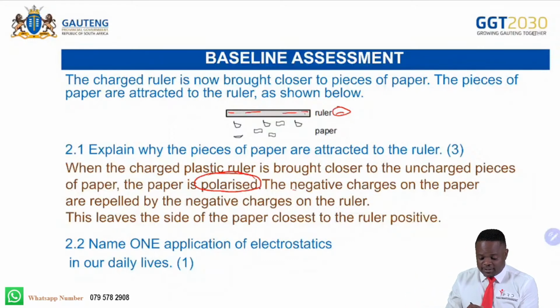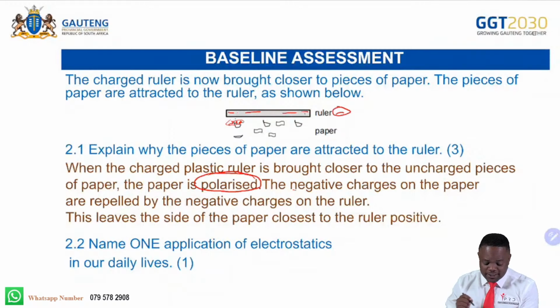So what is going to happen is the side that is closest to the ruler is going to remain slightly positive. When we have that slightly positive charge on our paper with a negative ruler, we're going to have our attraction, right? So this serves to explain that charged objects can attract neutral insulators by the process of polarization. Polarization is just the separation of the positive and the negative charges. I hope that is making sense.